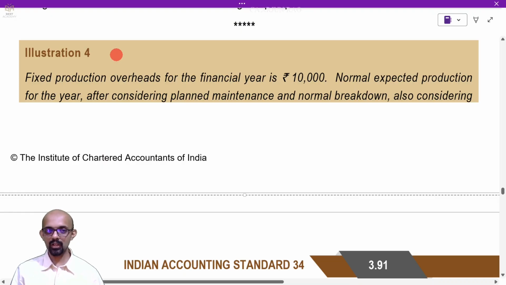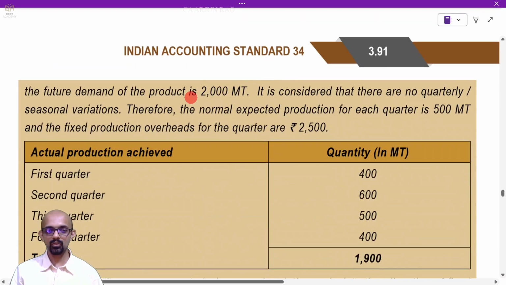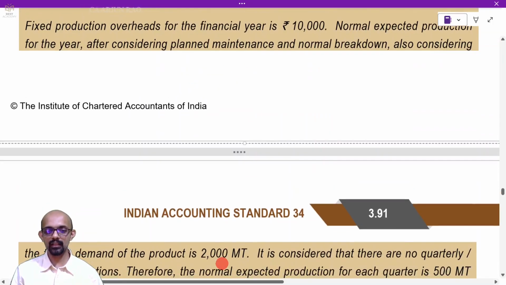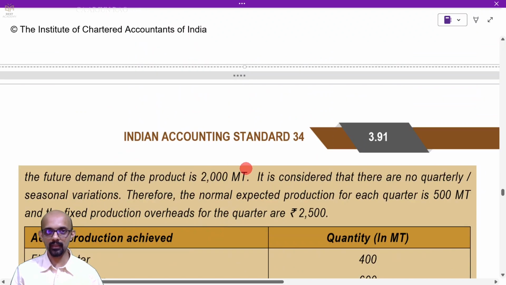So with that concept in mind, let us now revise illustration 4. Fixed production overheads for the financial year are 10,000, and normal expected production is 2,000 metric tons. There are no quarterly seasonal variations, so normal expected production for each quarter is 500 metric tons. Based on this, we calculate the absorption rate: 10,000 divided by 2,000, that is 5.